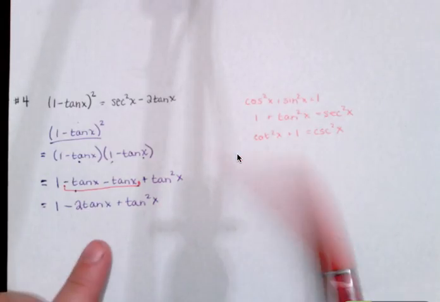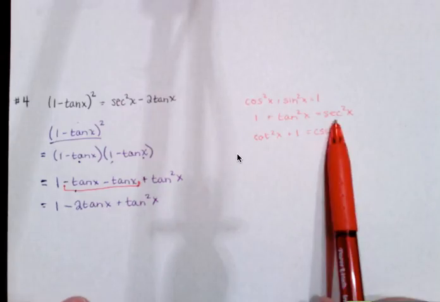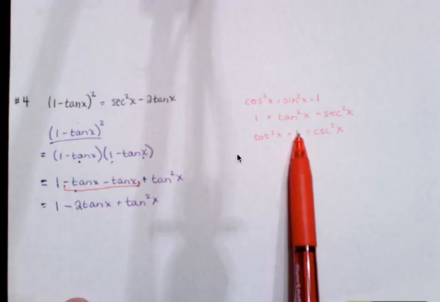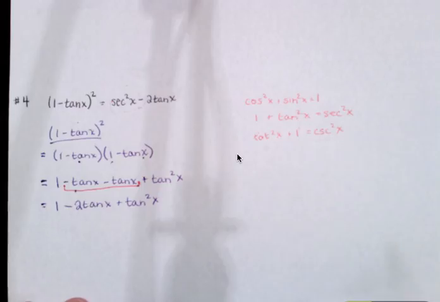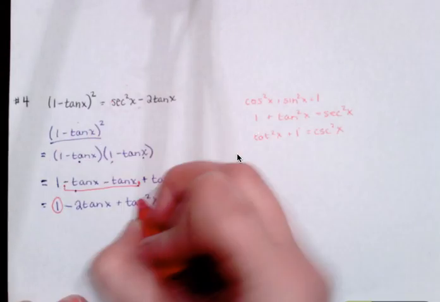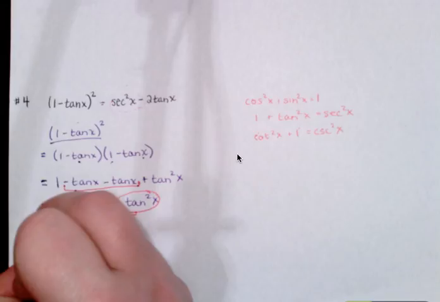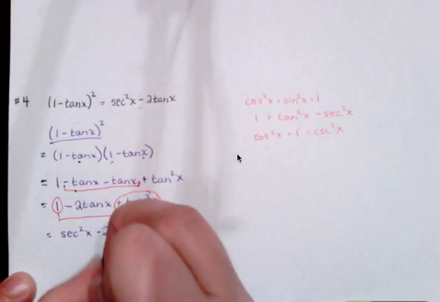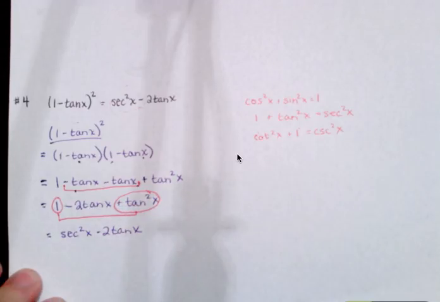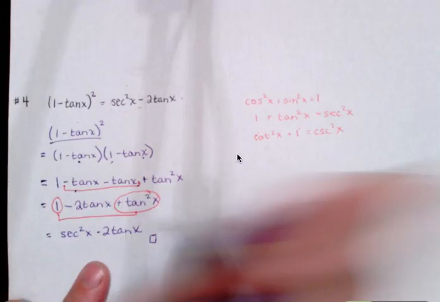The reason I'm looking at this is I know I want a secant squared. If we look here, I know secant squared is equal to 1 plus tangent squared. So in order to get secant squared, I need to find a 1 plus tangent squared. Well, just so happens I have a 1 and a plus tangent squared. So these can go together, and I know 1 plus tangent squared is equal to secant squared of x, and then I still have the minus 2 tangent of x. And that's the end of that proof, because I got where I wanted to be. So then you put your little box, and we are done with our proof.